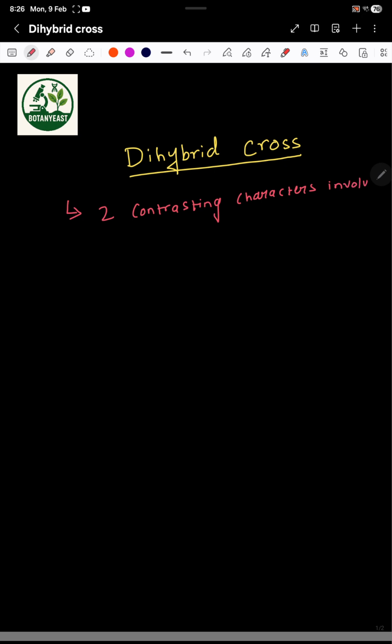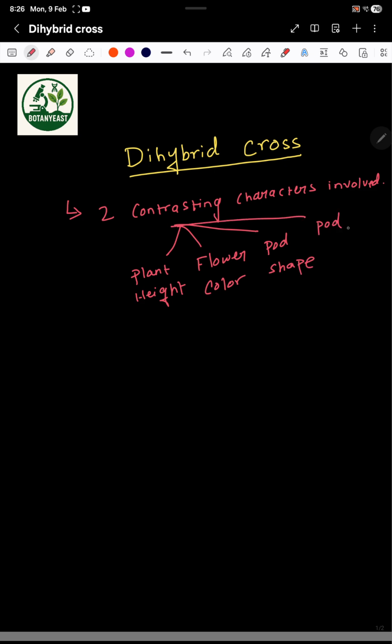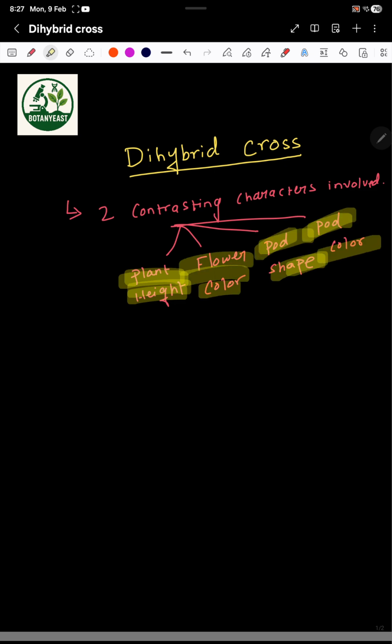Characters involved. Suppose plant height is a character. Then flower color of the plant is also a character. Then suppose pod shape is a character, pod color is a character. So these are the characteristics. But when we are focusing on two characters, suppose let it be the plant height and the flower color, or it may be the pod shape and the pod color.